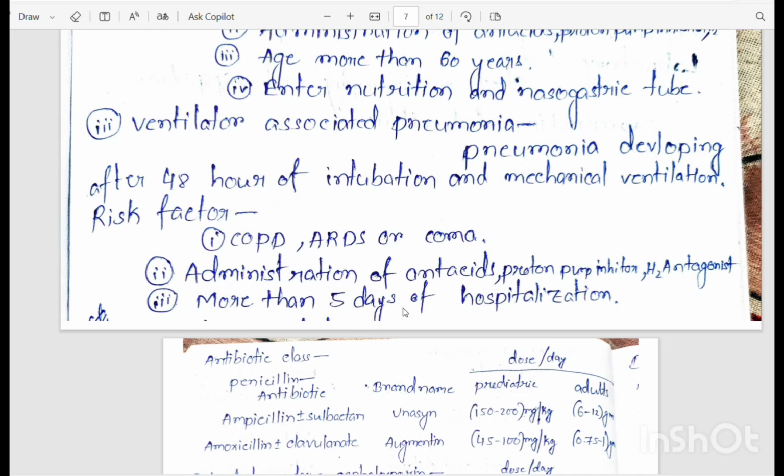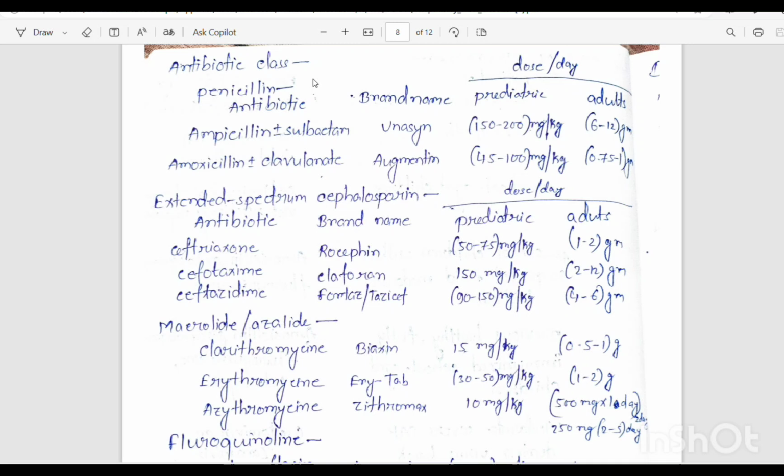And if the person is admitted in the hospital for more than 5 days. So now we will discuss the treatment of all types of respiratory tract infection.